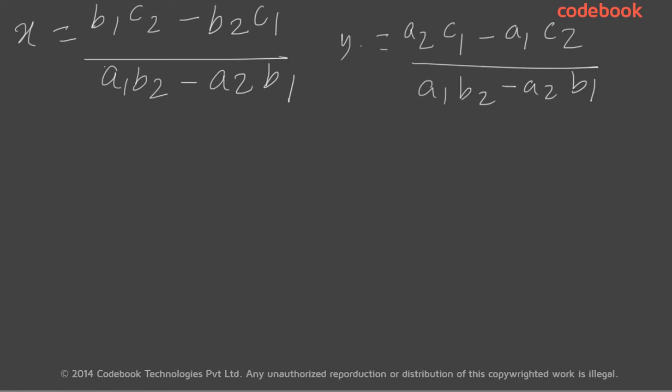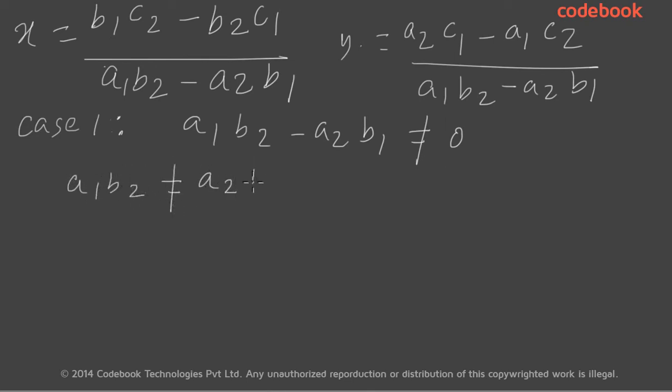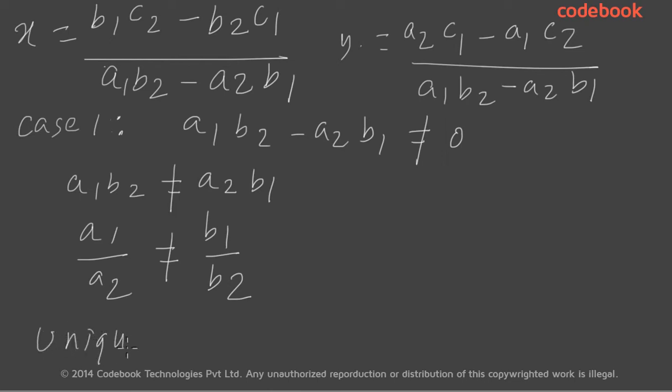Let's look at the first case, which is A1 B2 minus A2 B1 is not equal to 0, which means A1 B2 is not equal to A2 B1. I just took the term to the other side, which means A1 by A2 is not equal to B1 by B2, bringing the A terms to the left hand side and the B terms to the right hand side. When the coefficients share this relationship, A1 by A2 is not equal to B1 by B2, we can say the equations have a unique solution.